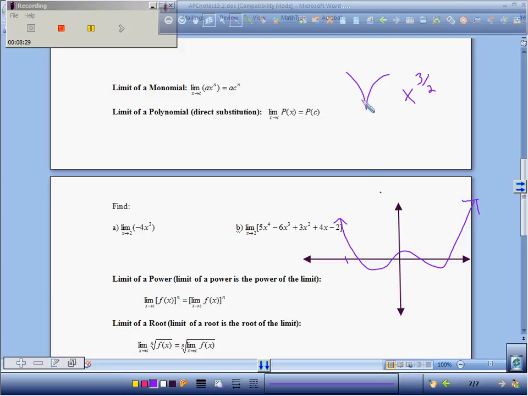Now that's not necessarily true with a function like this, because the limit and the value of the function are not necessarily the same thing. So for this case, for instance, I would just plug in 2 in here, and I would get out 5 times 2 to the 4th minus 6 times 2 to the 3rd plus 3 times 2 to the 2 plus 4 times 2 minus 2. And in that case, I get, I think that's 80. I think that's 48. I think that's 12. I think that's 8. And I think that's minus 2. And if you add all that up, you get 50. Okay? So that would be the limit of this one. All right?